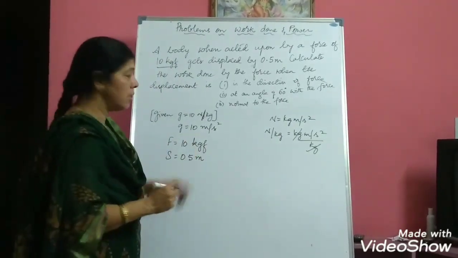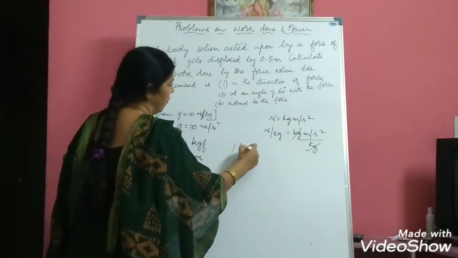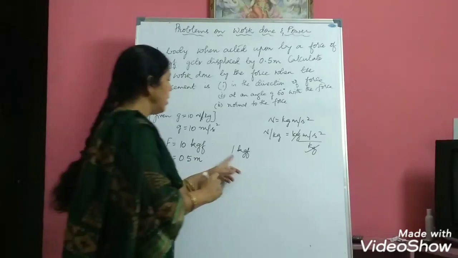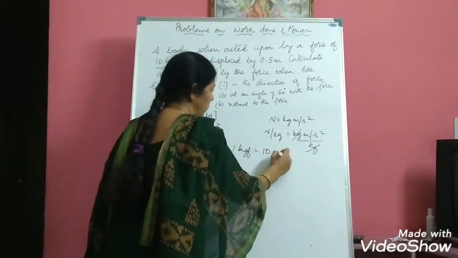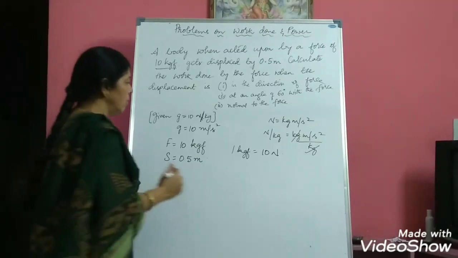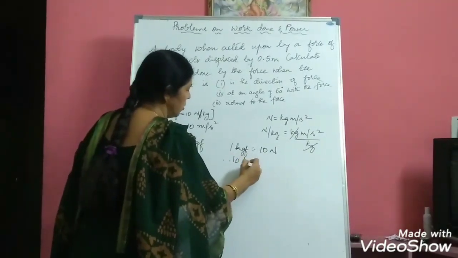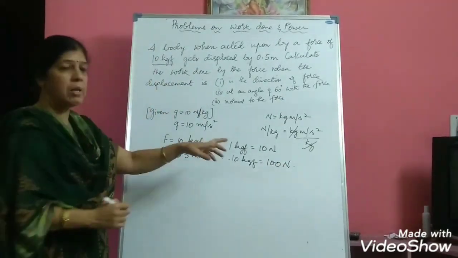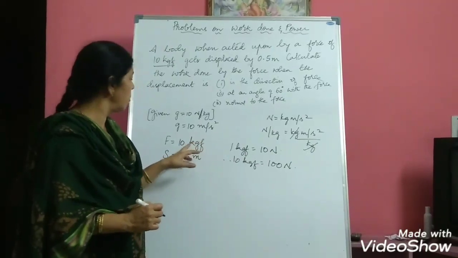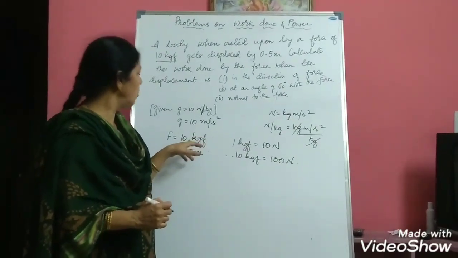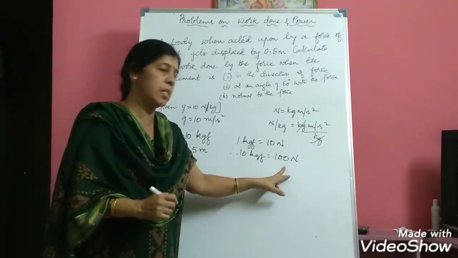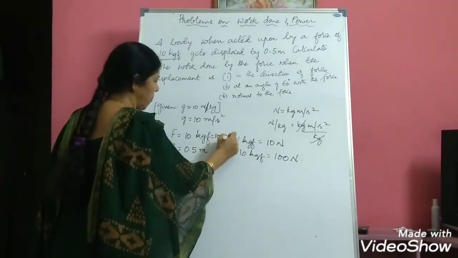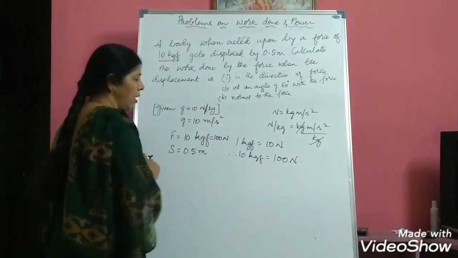Now here we know that 1 kgf, 1 kilogram force, is a gravitational unit of force. 1 kgf is equal to 10 Newton. Therefore, 10 kgf will be equal to 100 Newton. The SI unit of force, we know, is newtons. We are provided with the gravitational units, so you have to convert the gravitational units to newtons. Now F is equal to 100 newtons and s is equal to 0.5 meter.